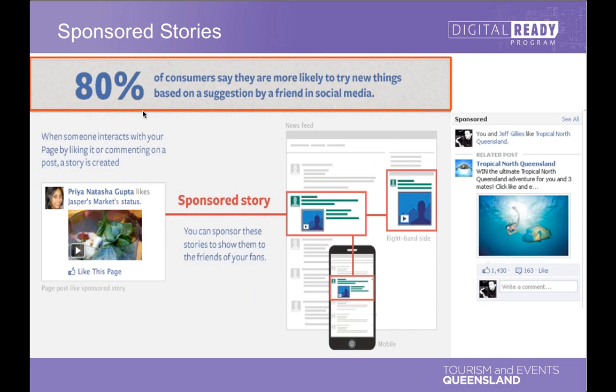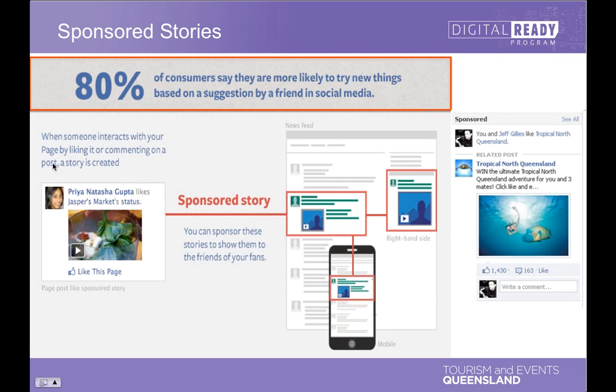Sponsored stories: 80% of consumers say they're more likely to try new things based on a suggestion by a friend in social media. So if you've put up a post and it's getting a lot of likes, if it's a video or a nice photo or a funny comment or whatever, you can use that post as an ad and deliver it to your fans' friends to increase likes and engagement. So I see that my friends like that page, there's social involvement, and more trust that it's worth it to like it as well. It's kind of like a testimonial.